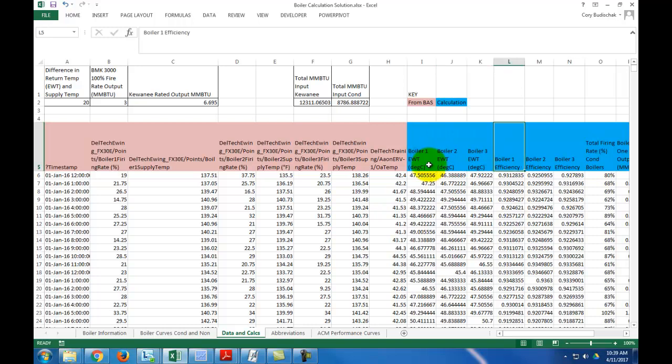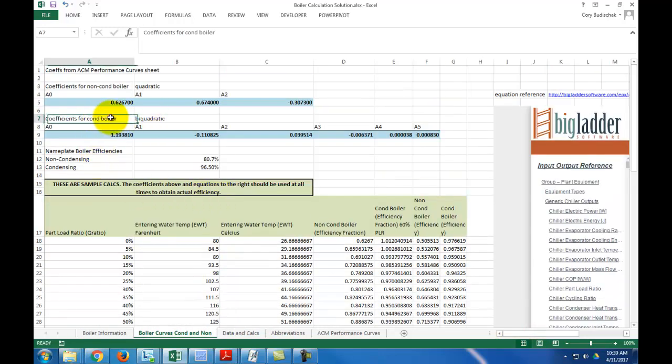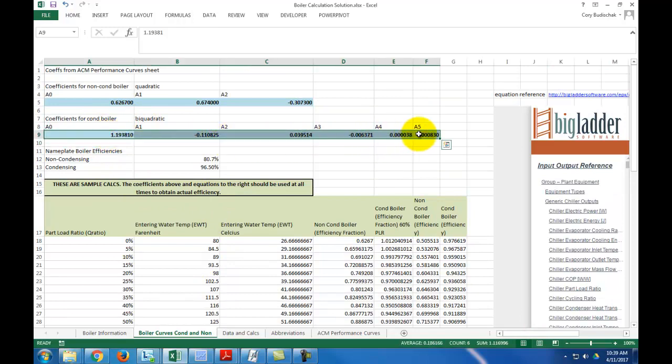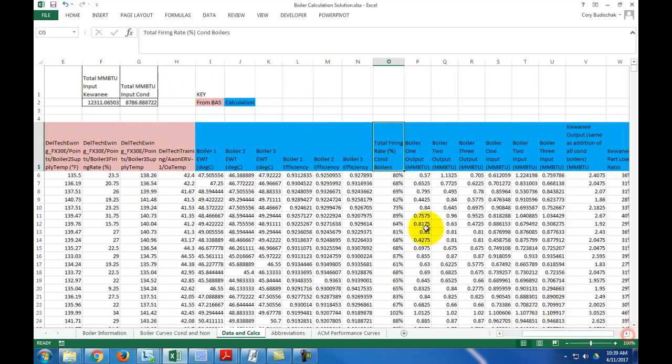Then to calculate the efficiency, because this is the condensing boiler, we're going to use this formula and these values, because this is for condensing, for A1 through A5. That's what this is. Same thing for boiler 2 and boiler 3. It's the same exact equation, just using the different information from the EMS for each boiler. This is just to show you the total firing rate for all the boilers. So this can be above 100% because if all the boilers were outputting maximum, this would be 300%.